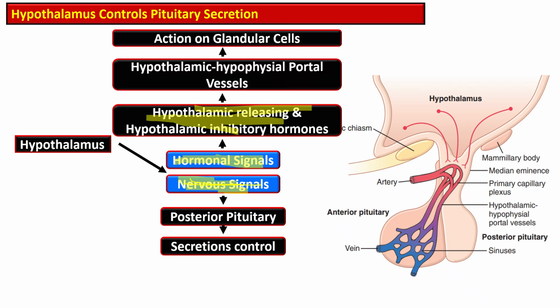So these inhibitory hormones or releasing hormones come to this area through the hypothalamic hypophyseal portal vessels. These hormones are secreted into this portal system, which is a specialized capillary network, and they travel a short distance to the anterior pituitary and regulate the hormone secretion from a specific cell type.